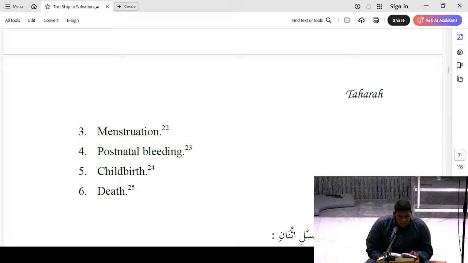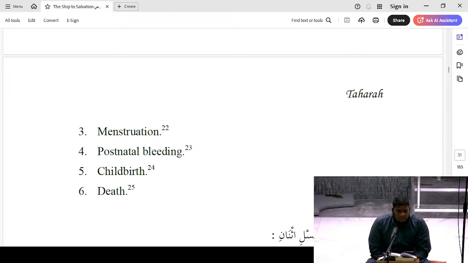And then al-wilada. Al-wilada is childbirth itself. So when a female gives birth, whether the birth is dry or whether there's blood also, some females give a dry birth, some only bleed for a few seconds, some bleed for up to 15, 20 days. Are you with me? Even if it's a dry birth, ghusl still needs to be done.